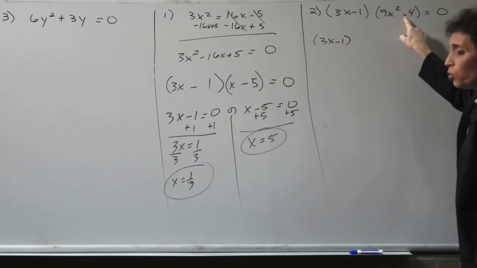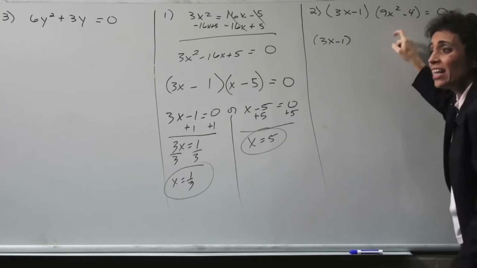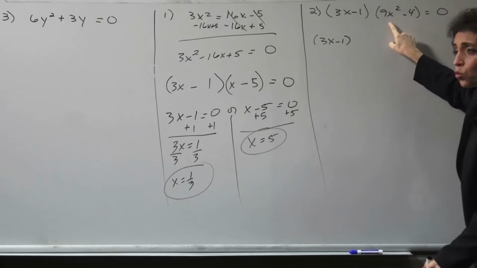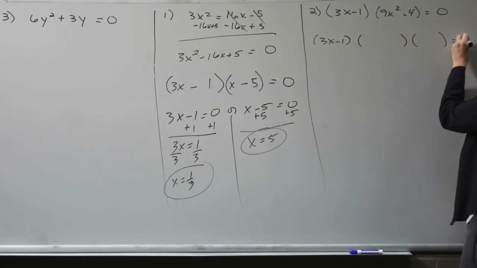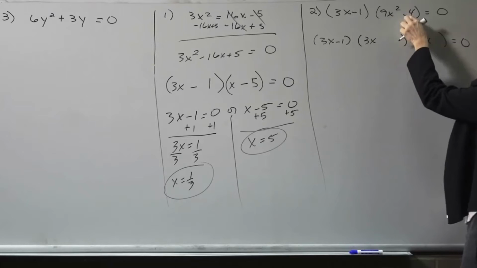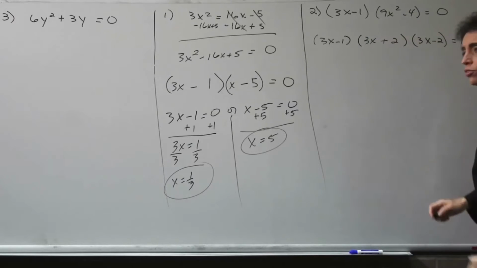We have 2 terms. We check for GCF no matter how many terms you have, but there's no GCF. The leading term is positive, so that's beautiful. Now we check for the difference of 2 squares. Yes, we have it. 9x squared is 3x and 3x. 4 is 2 and 2. One plus, one minus. Awesome.